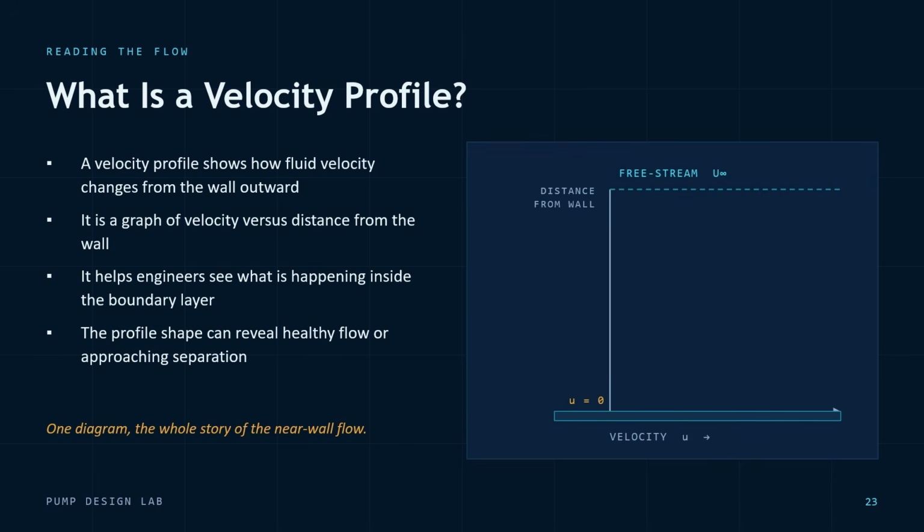Imagine a graph. One axis represents distance away from the wall, and the other represents fluid velocity. At the wall, velocity begins at 0. As we move outward, the velocity increases until it reaches the free stream value. Every velocity profile begins at one non-negotiable condition: the fluid velocity at the wall.